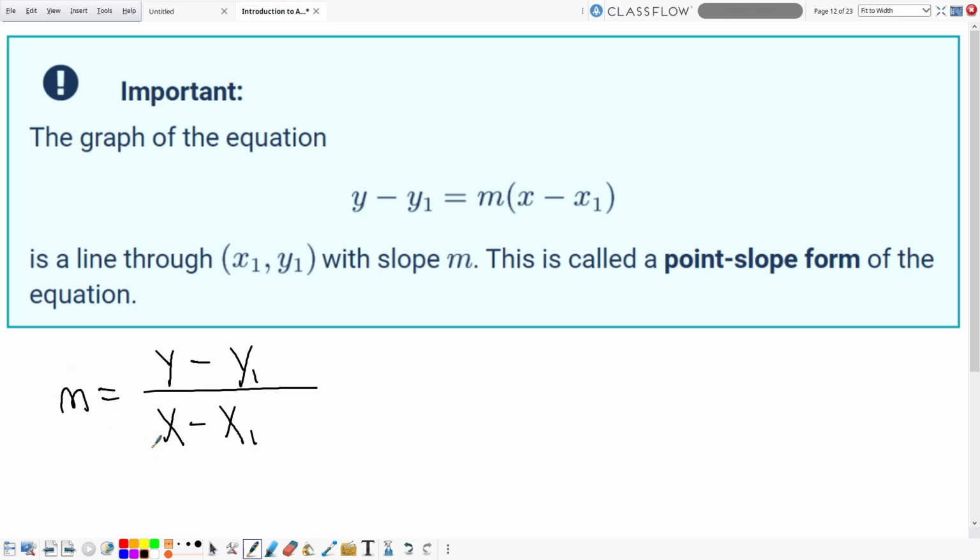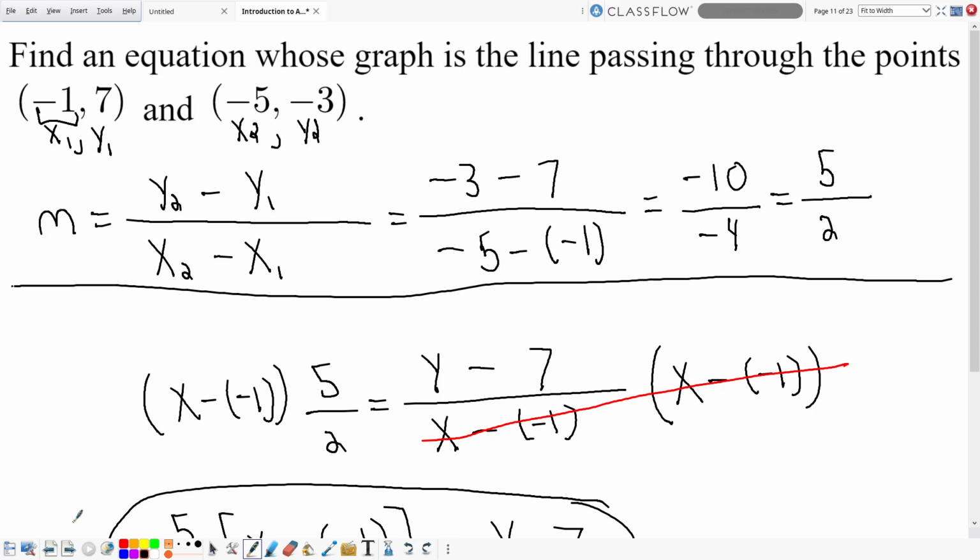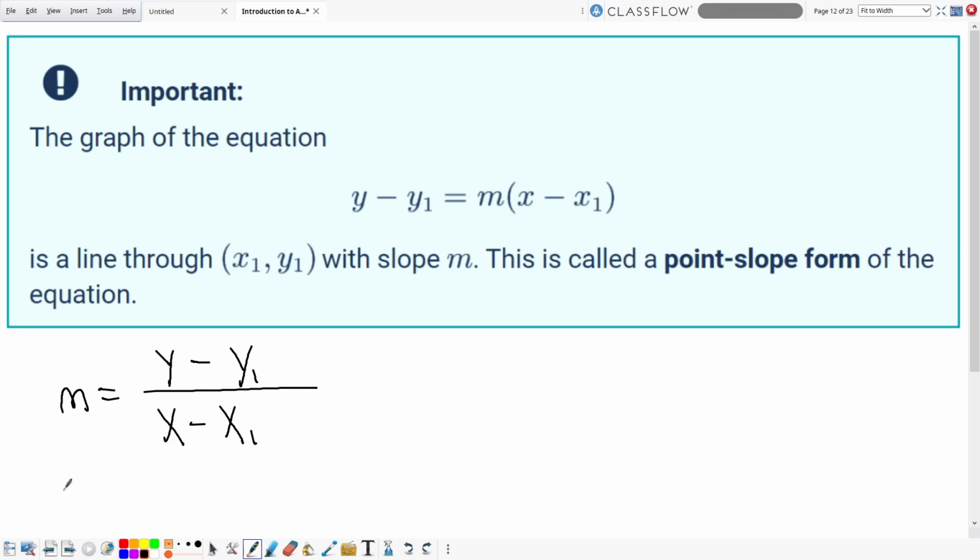And again, if I multiply by the denominator like I did 2 seconds ago, like I did over here, then multiplying by the denominator would get me m times x minus x1 equals y minus y1. That's all point slope form is. You just take the slope formula and multiply both sides by your denominator, x minus x1. So that is the answer.